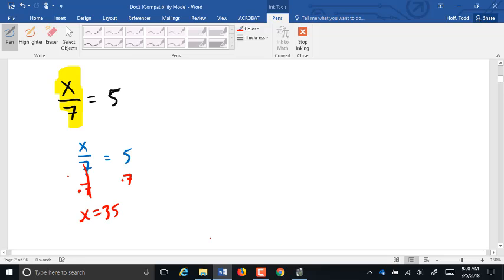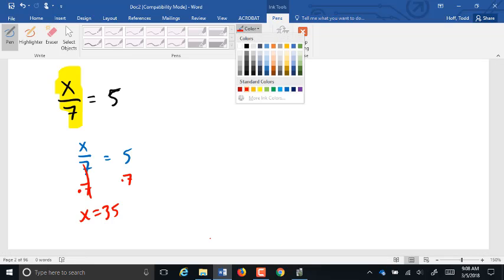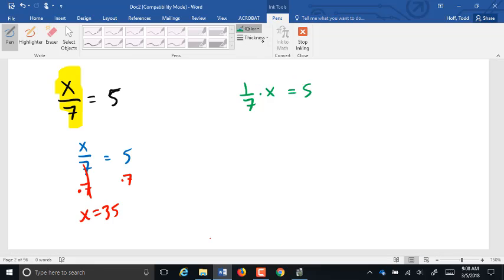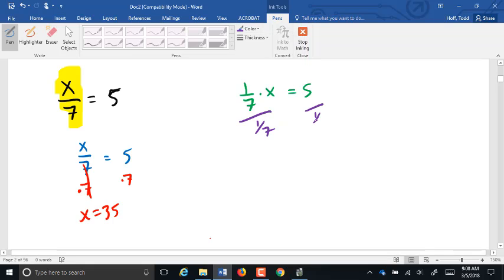In that type of problem where it's just one little fraction like that, that's probably the easiest way to do it. The other way to interpret it would be x over 7 is equivalent to 1/7 times x. Dividing by 7 is the same as multiplying by 1/7, equals 5. And now we could divide by 1/7. We still get x equals 35. We get the same answer either way.